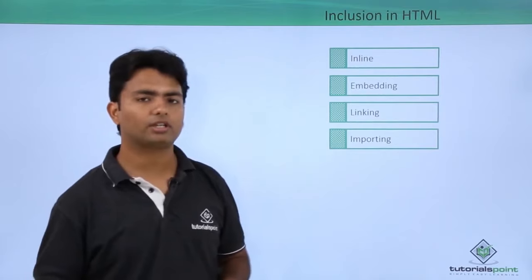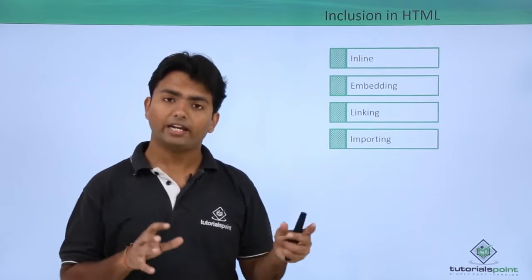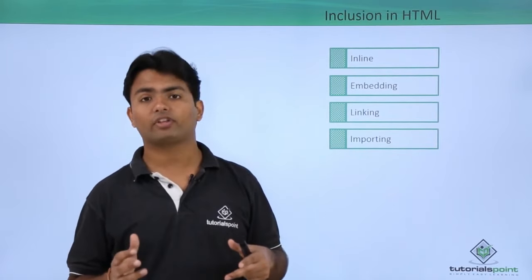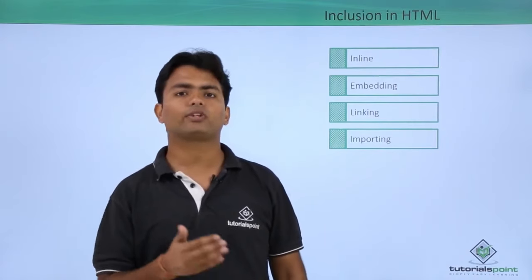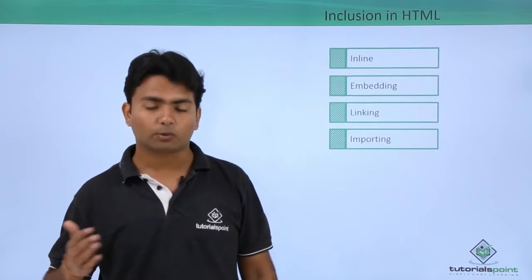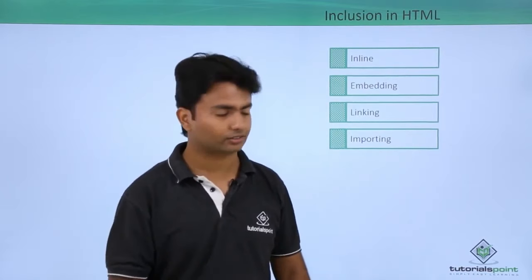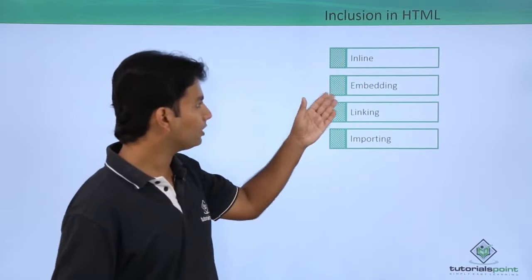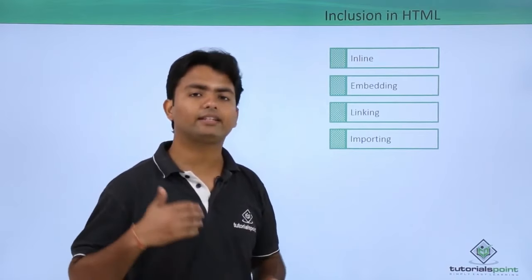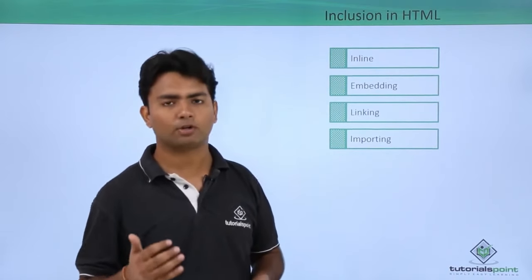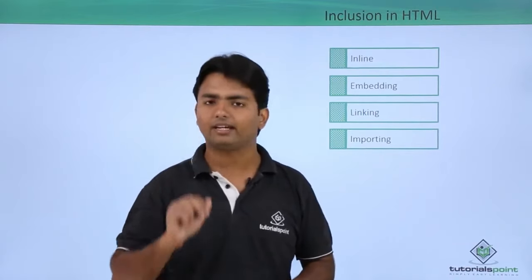Inline style sheet is something where you will write any HTML tag, and right after that you will use the style attribute, and inside that you will start writing all the style rules in the CSS syntax. Embedding is something where you will write the CSS code inside the header section of the HTML document inside the style tag.